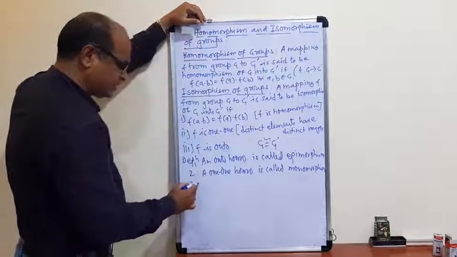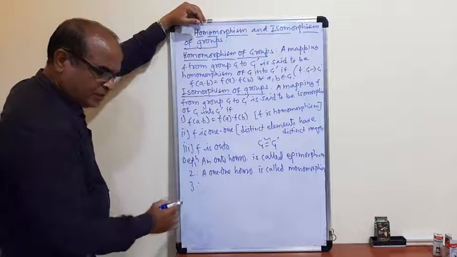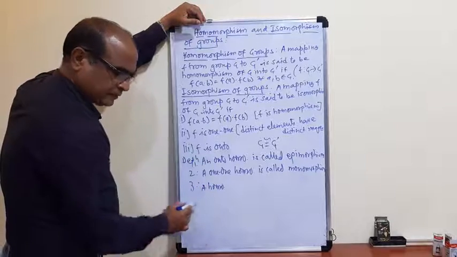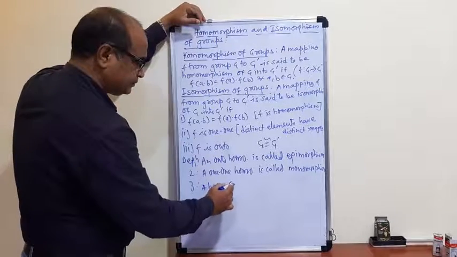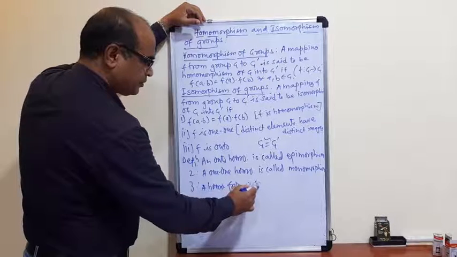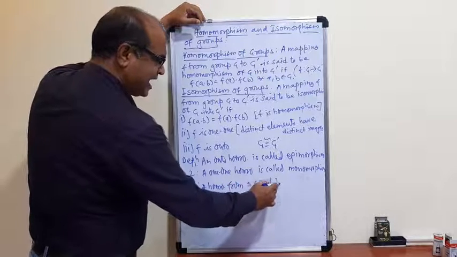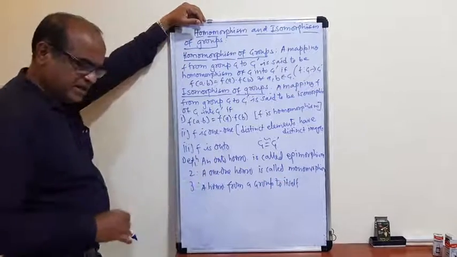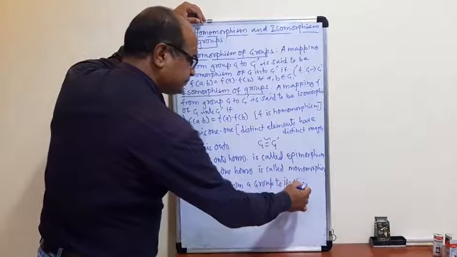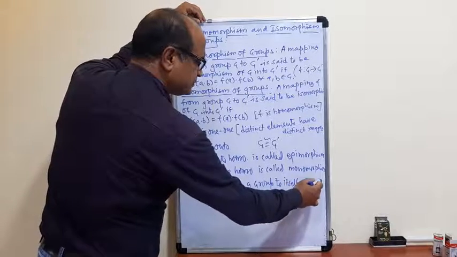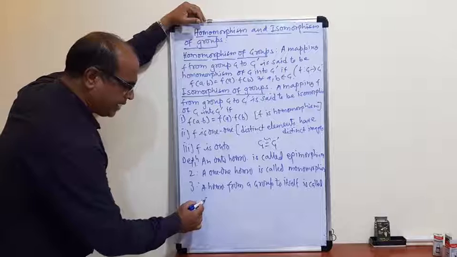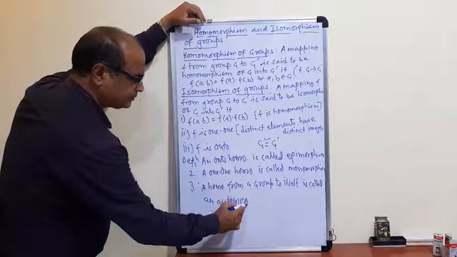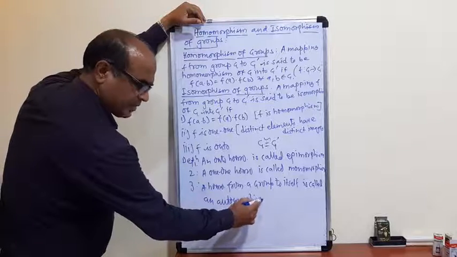What is the third definition? A homomorphism from a group to itself, from group G to G, is called an endomorphism of G.